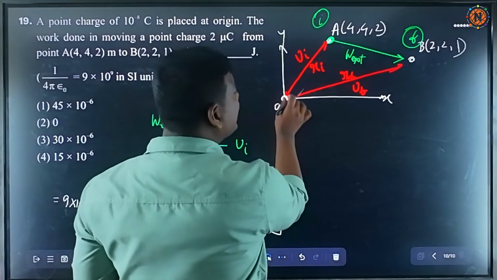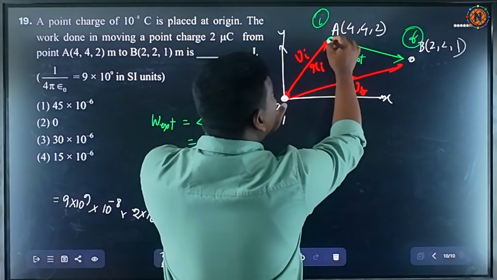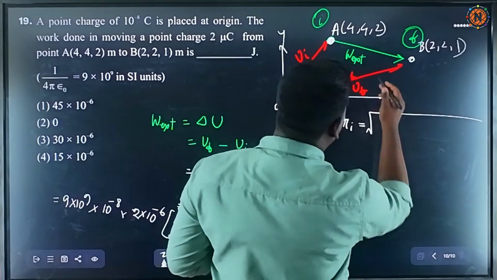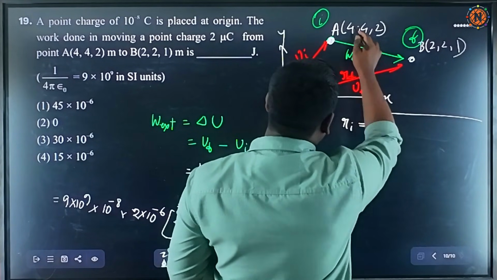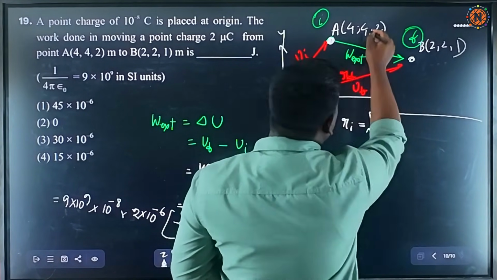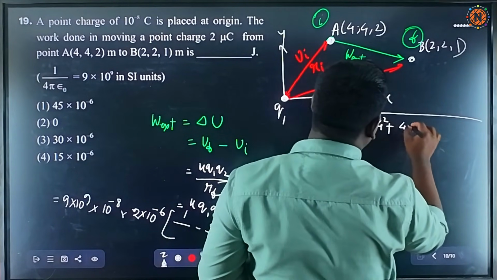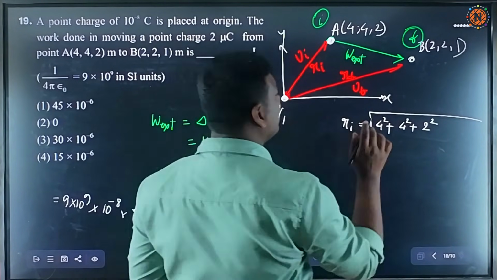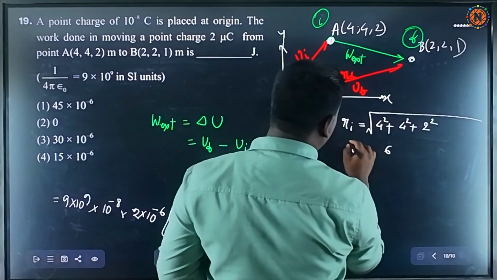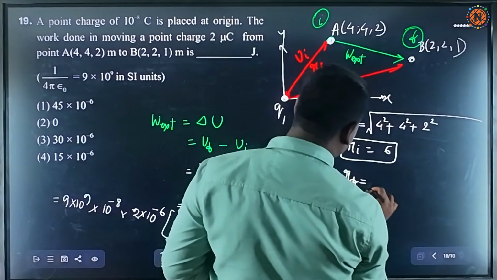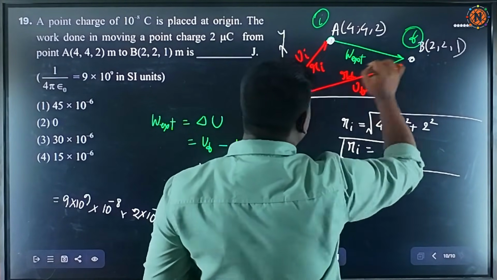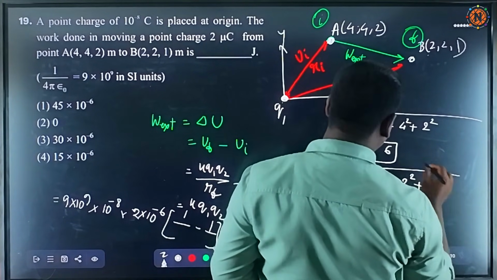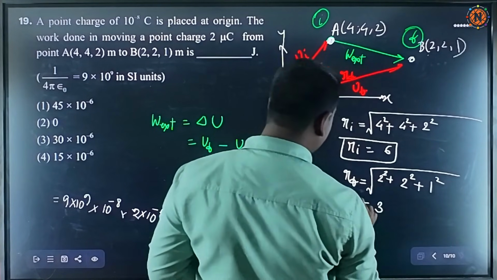Since this charge is at the origin and charge 2 is at this point initially, we can use the distance formula. R initial will be nothing but the square root of (x2 minus x1) squared, that is 4 minus 0 squared, 4 squared, plus (y2 minus y1) squared, 4 minus 0, 4 squared, plus (z2 minus z1) squared, that is 2 squared. That is 16 plus 16 plus 4, 36, so that will be 6. Okay, R initial is 6. Next, what is R final? Equal to root over (2 minus 0) squared, 2 squared, plus (2 minus 0) squared, 2 squared, plus (1 minus 0) squared, 1 squared, that is, you will get 3. Okay, R final is 3.